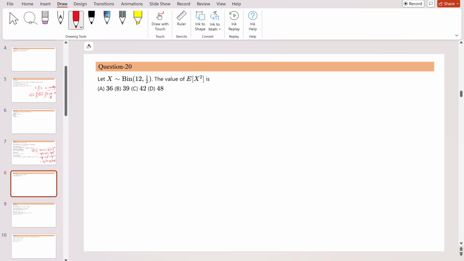Okay, let me give the solution for this. The question says x is a binomial distribution with parameters n and p. Here n is given as 12 and p is given as 0.5. It is being asked what is the expectation of x square.